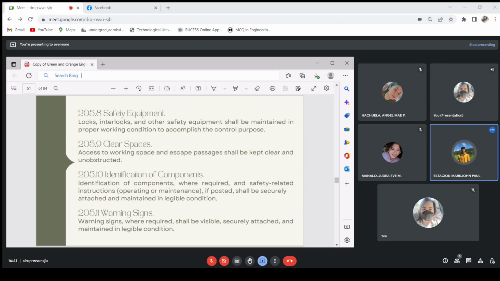205.10 Identification of components. Identification of components where required in safety-related instruction, operating or maintenance, a posting shall be securely attached and maintained in legible condition. Ito yung dapat every component contains specific marking either on the body or stated on the packaging.